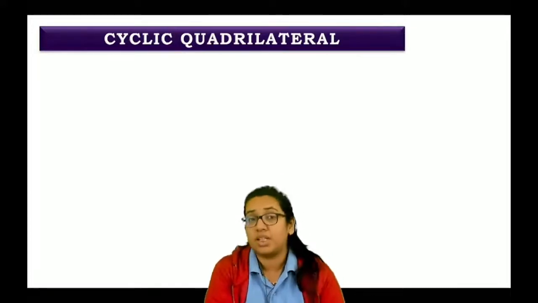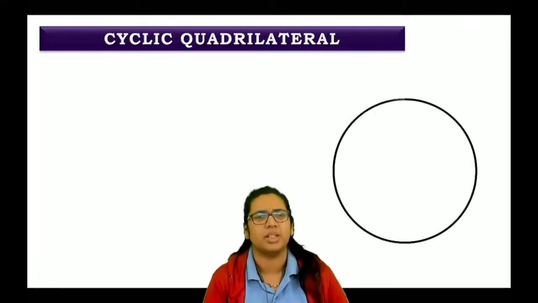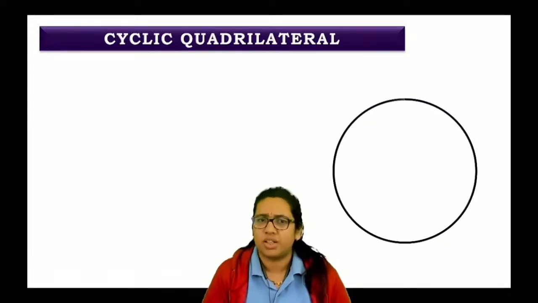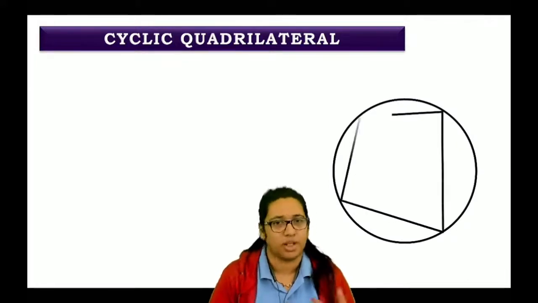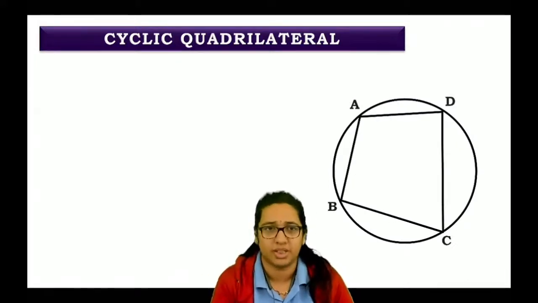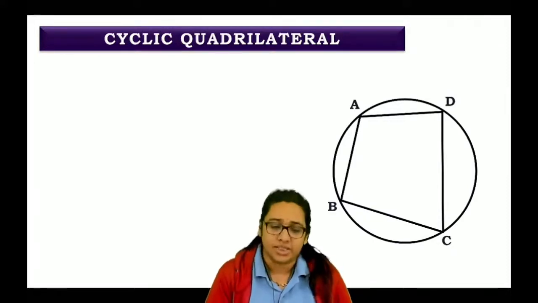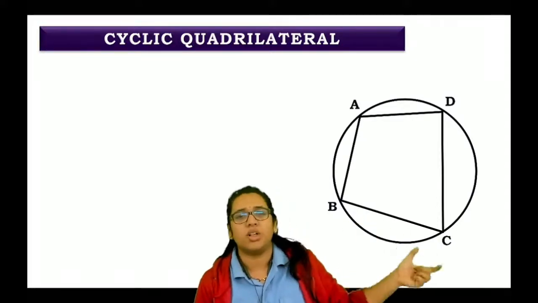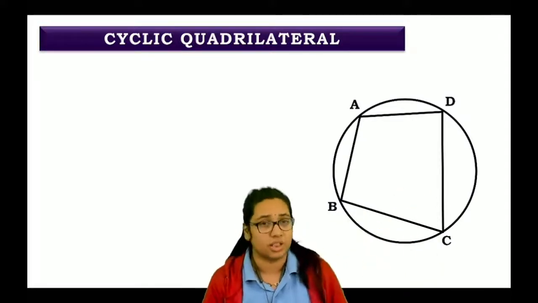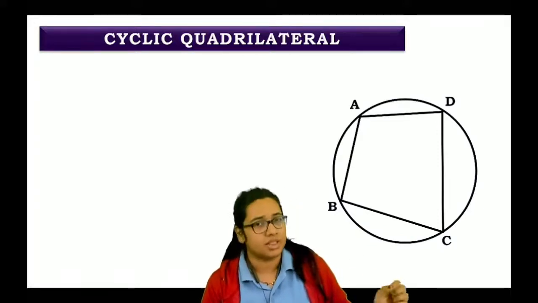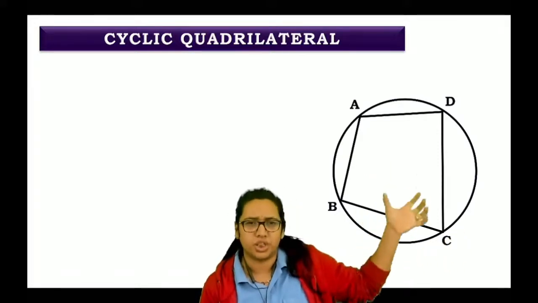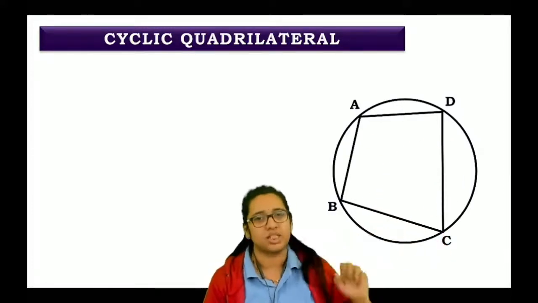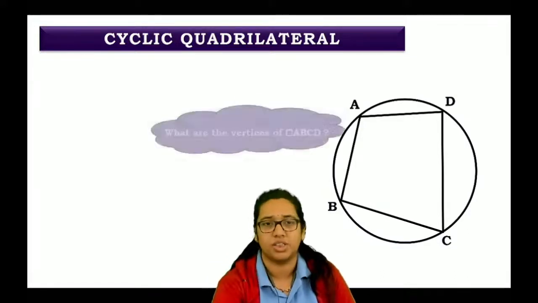Now this part is again one of the important ones: cyclic quadrilateral. A cyclic quadrilateral is nothing but a quadrilateral, a polygon having four sides, four points, such that all the vertices will be on the circle only. We are considering a special quadrilateral such that each and every vertex of that quadrilateral will lie on the circle.